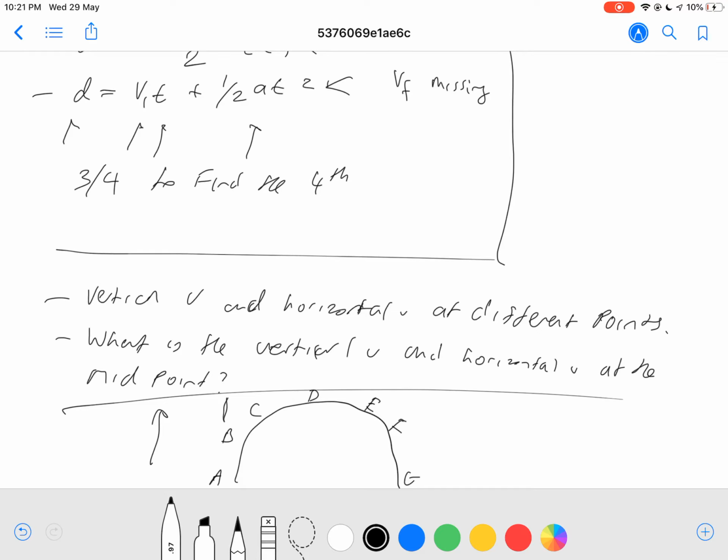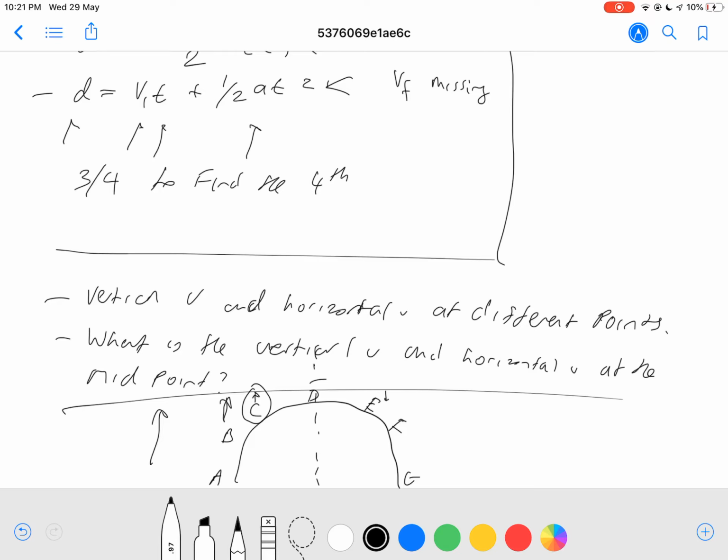Then at B, the vertical velocity is going to start decreasing. It's going to keep going down, and then at D it will be 0 because it's the midpoint. And at E, it will be going down, and it's going to be going down at the same length as C. So we assume the parabola is symmetrical.